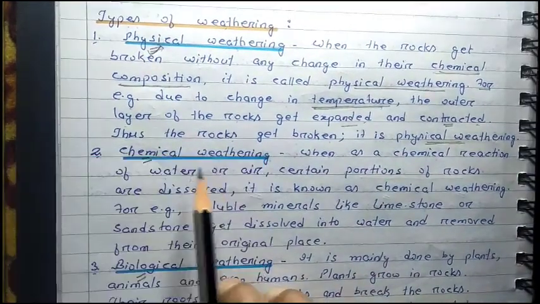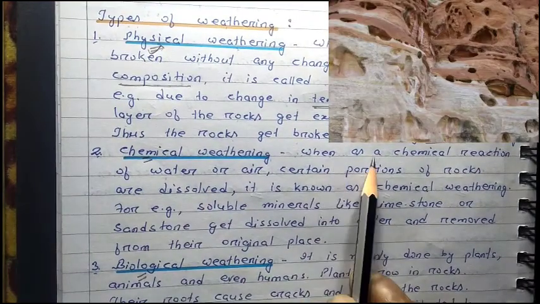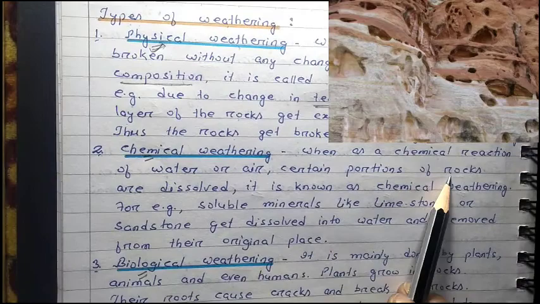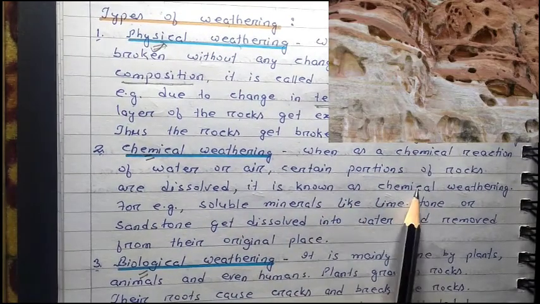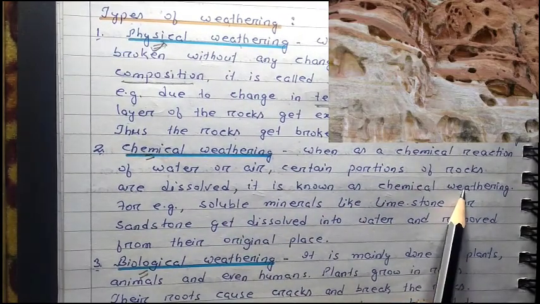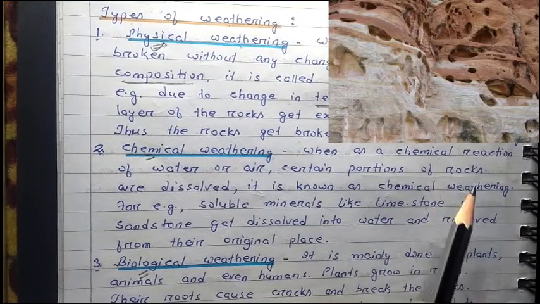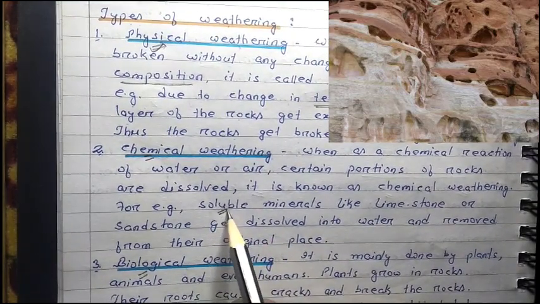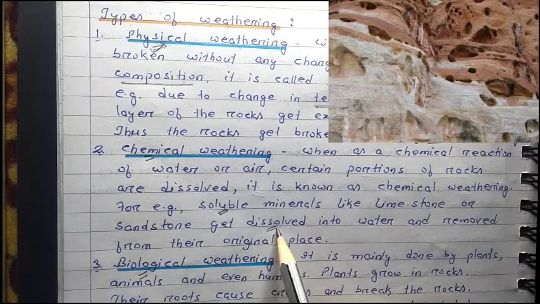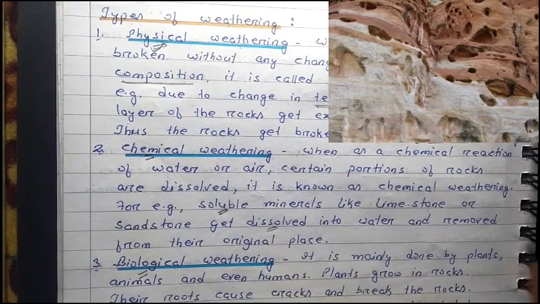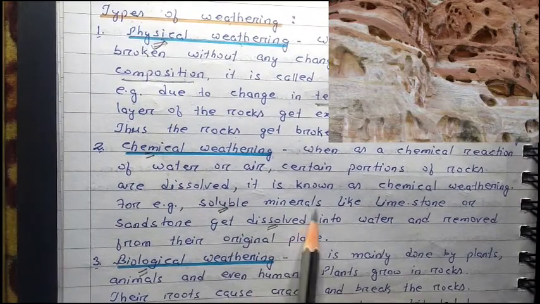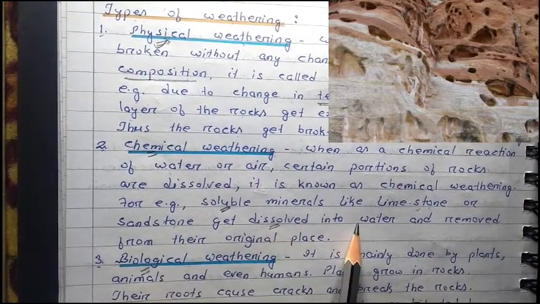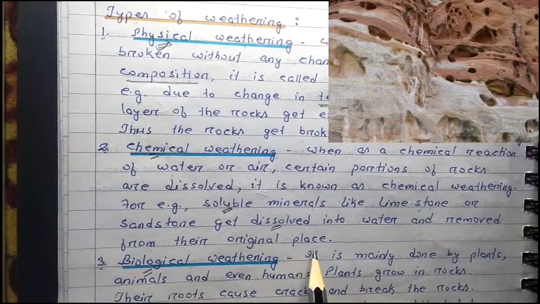The second one is chemical weathering. When, as a chemical reaction of water or air, certain portions of rocks are dissolved, it is known as chemical weathering. You know, some materials or some minerals are soluble in water, or can be dissolved in water. So sometimes it happens that some soluble minerals, like we can say limestone or sandstone, get dissolved into water and removed from their original place.